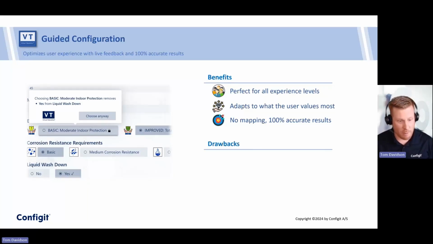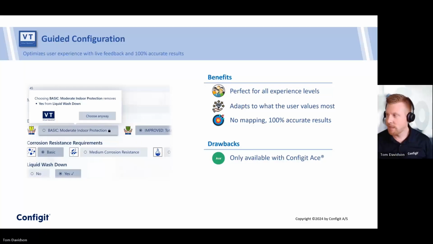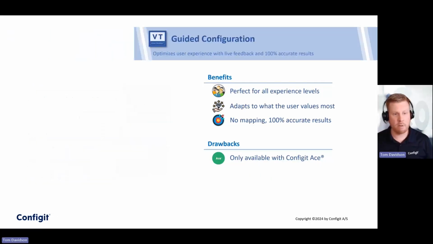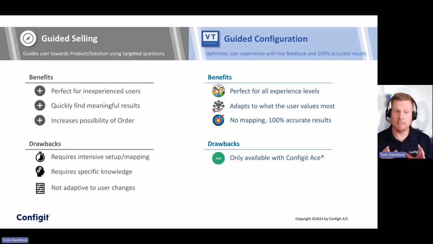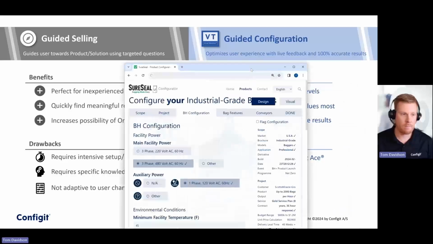Now, of course, the drawbacks. There's always going to be drawbacks. And of course, the biggest one that we see with guided configuration is it's only available with Configit Ace. So let's compare those two side by side real quick. You can see very quickly, both of them offer a lot of benefits, but taking the evolution, the next step to guided selling would be the guided configuration approach. You get the adaptation, you get the accurate results, and of course, it's perfect for all experience levels. So let's go ahead and dig into a live example of that.